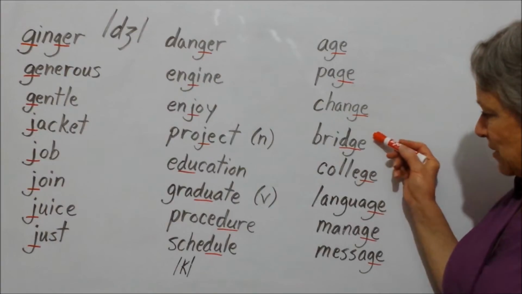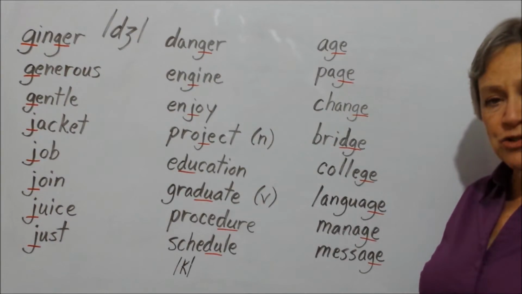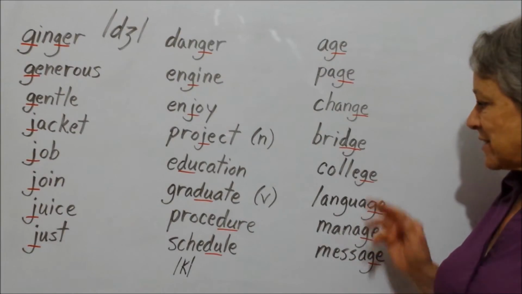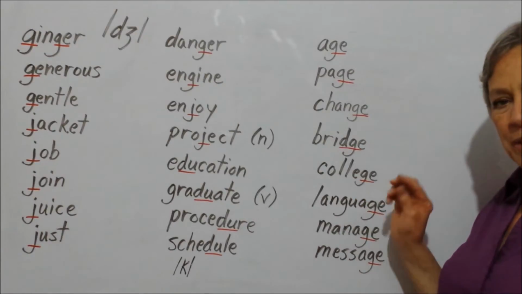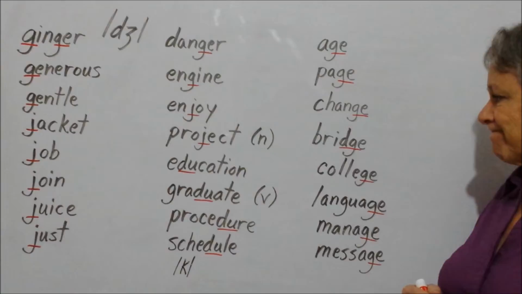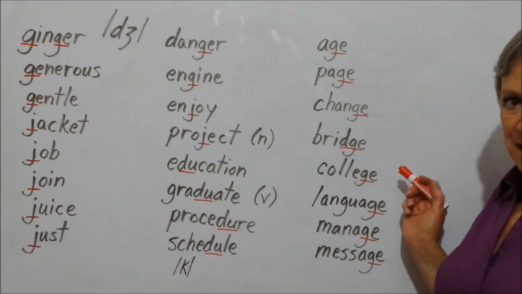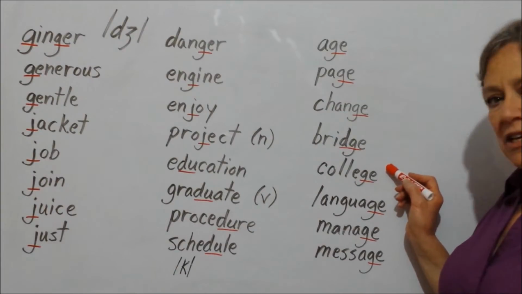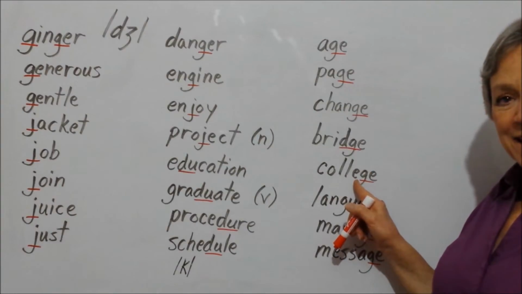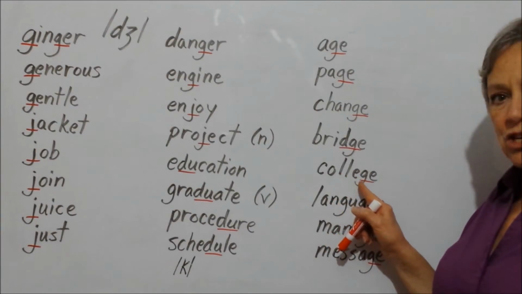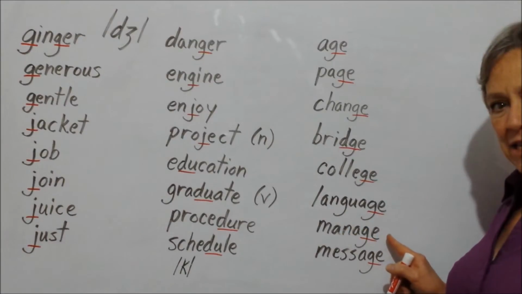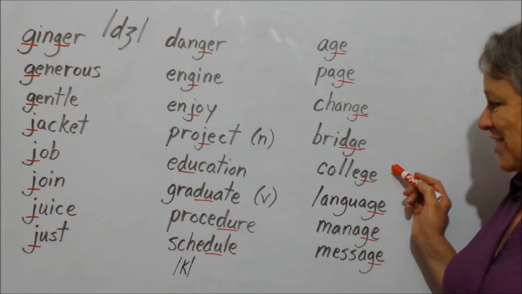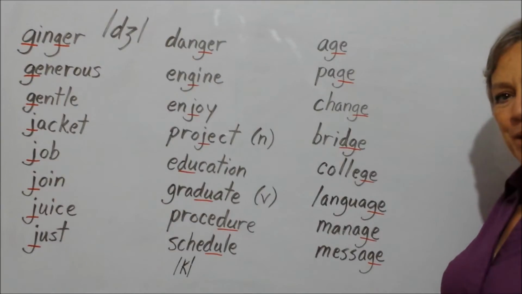Also, these words, although some of the letters are different, all have the same pronunciation, okay? Generally the same. The vowel, for some people, might change just a little bit, but for the most part, most people would pronounce these exactly the same. So this is bridge. It ends in idge. This is college. Although the letter is E, it also ends in idge. College, language, manage, message, idge. Okay? Bridge, college, language, manage, message.